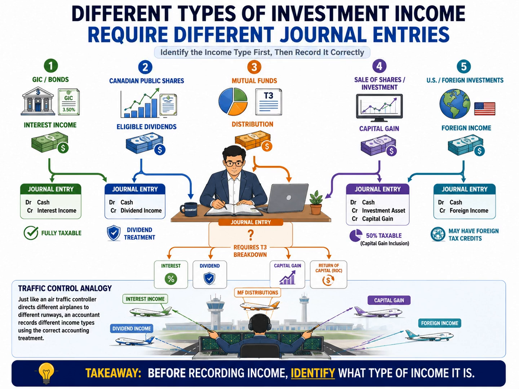Now let's look at mutual fund distributions. This is where many new tax preparers encounter challenges. A mutual fund distribution may appear as a single amount on an investment statement, but that amount can actually contain multiple income components. It may include interest income, dividend income, capital gains, foreign income, or return of capital. Until the T3 slip provides the detailed breakdown, the true nature of the distribution may not be known. That is why mutual fund distributions often require additional analysis before the journal entry can be completed accurately.